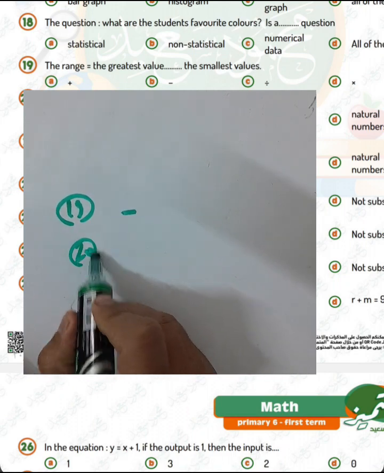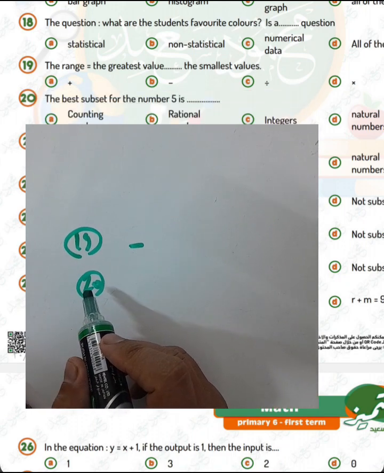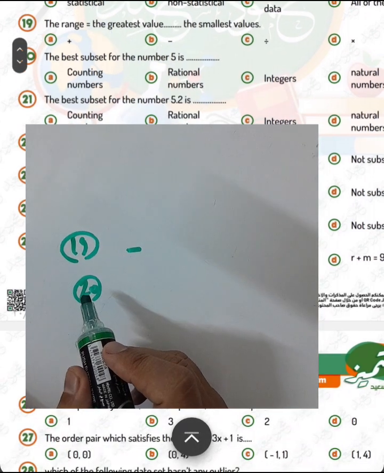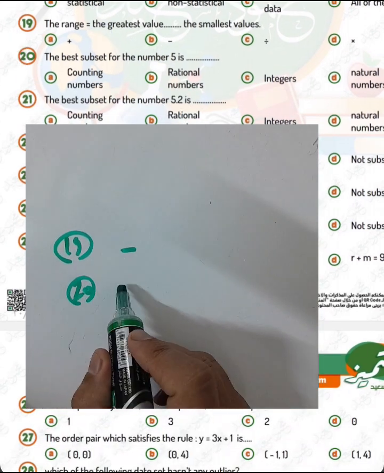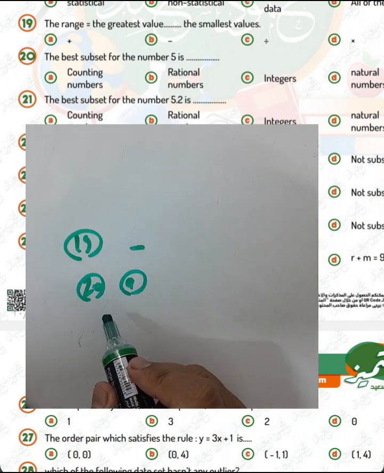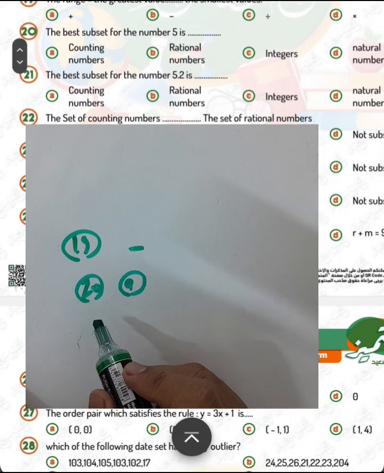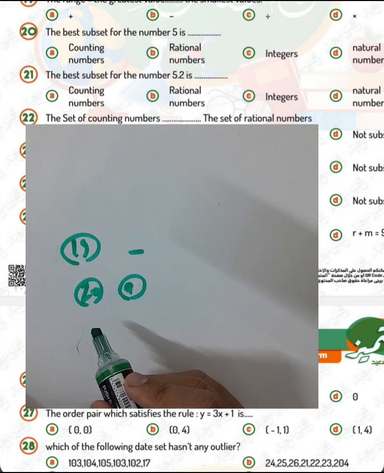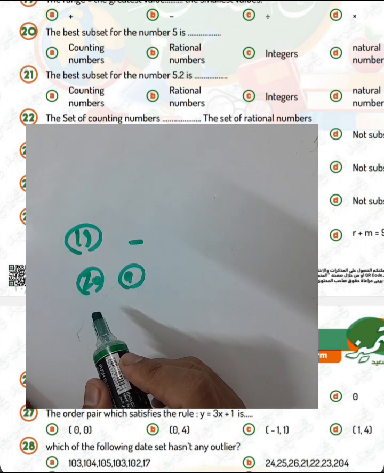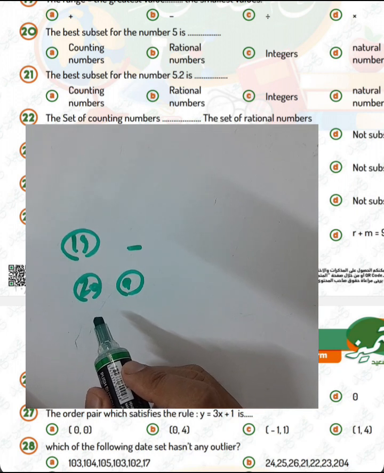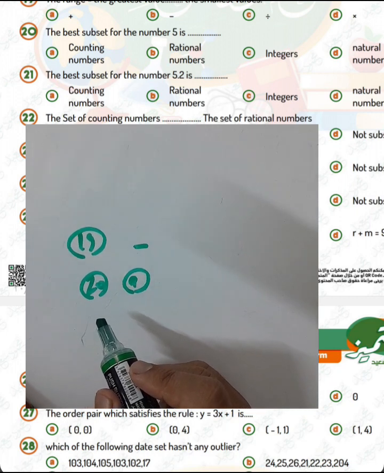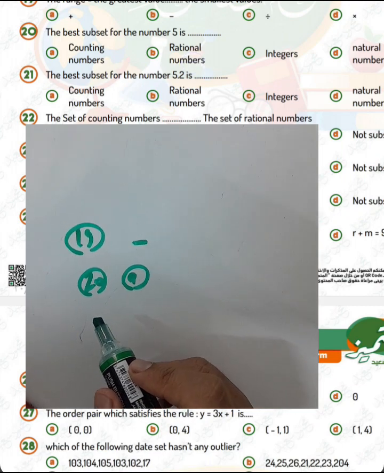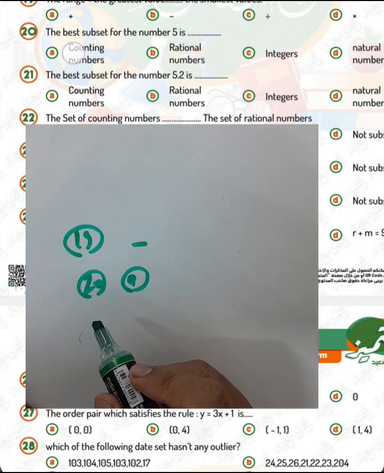Question 20. The best subset from number 5, it will be what? Counting number. Okay, choose letter A about 20. The best subset from the number will be counting number. Okay, the set of 5.2 belonging to this number, belonging to counting number. The best subset from the set of 5.2, it will be subset from counting numbers.